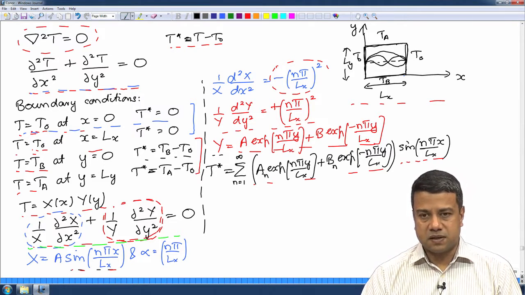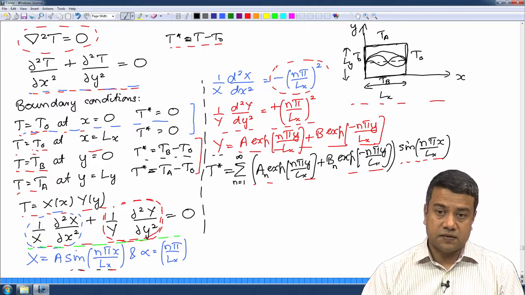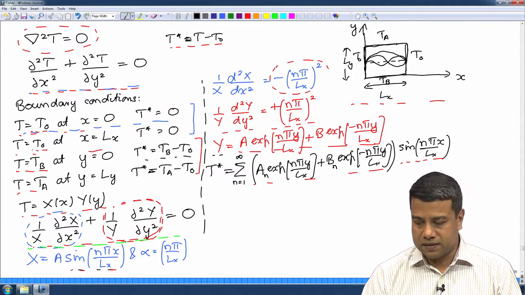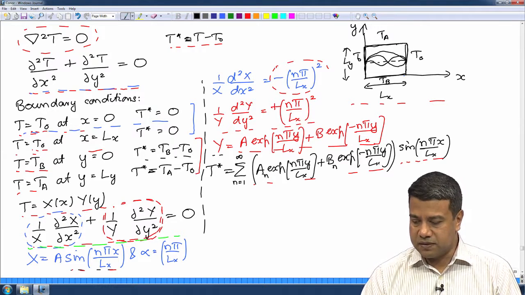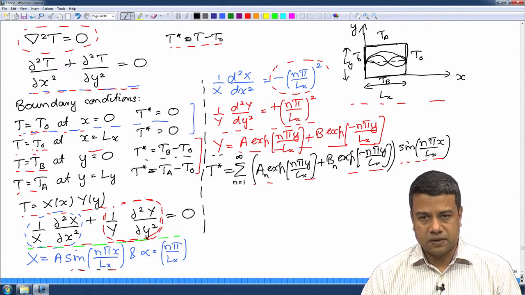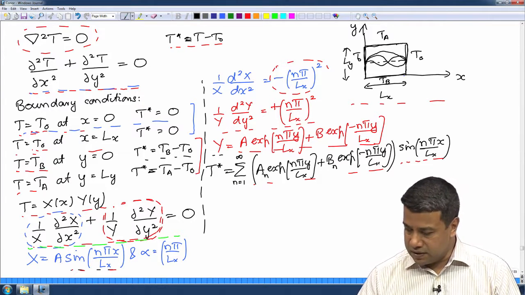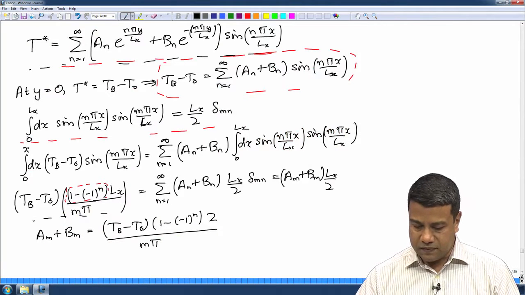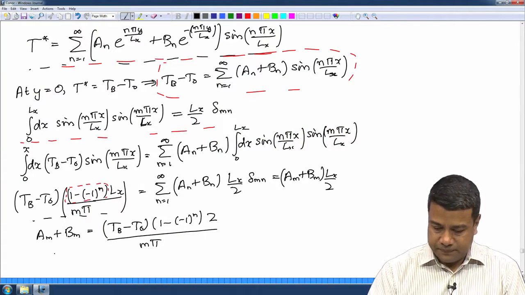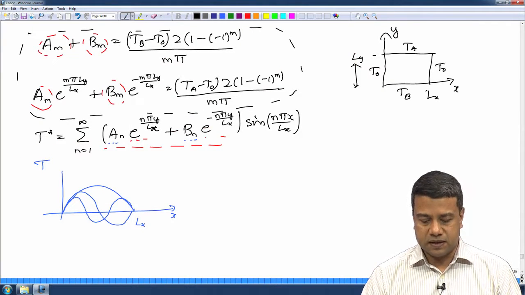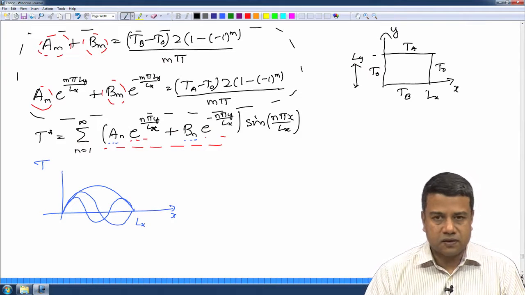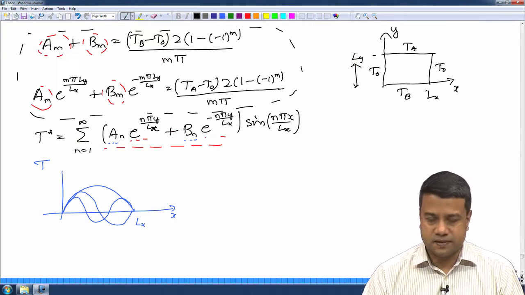If you have an inhomogeneous steady state problem, identify the homogeneous direction and use sine functions in that direction that satisfy the homogeneous boundary conditions in that direction. The equations in the other direction you can solve. In this particular case, you get exponential solutions in the inhomogeneous direction, and the constants in those equations are determined from the condition that the boundary conditions in the inhomogeneous direction have to be satisfied. Using orthogonality relations, you can satisfy those conditions.